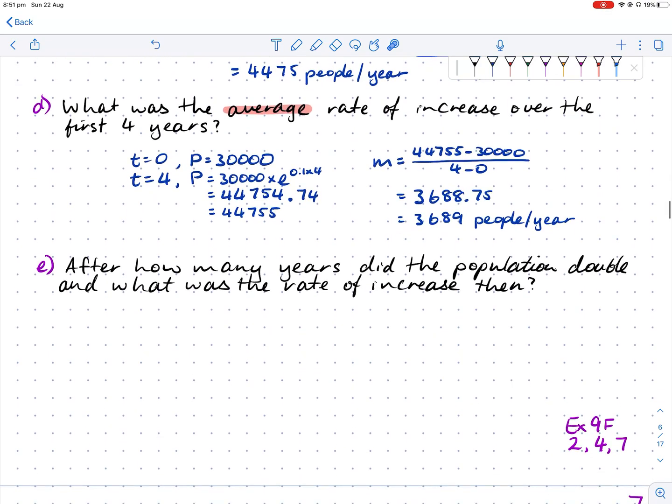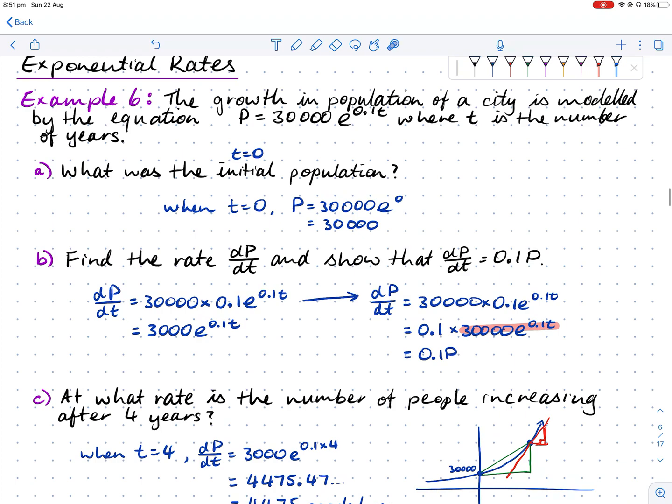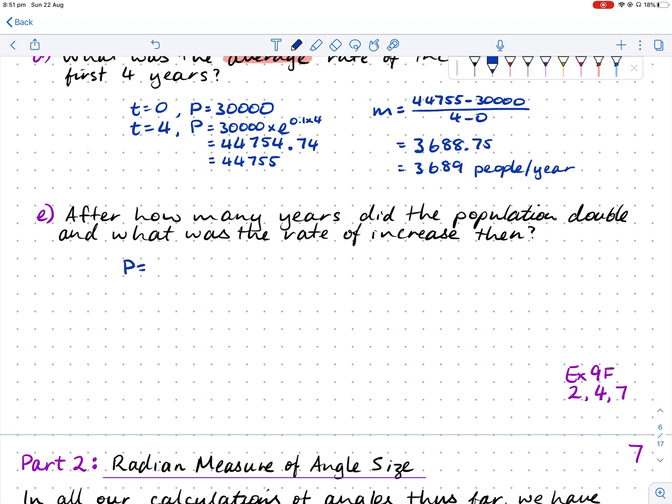Okay, last part. After how many years did the population double and what was the rate of increase then? So we know that we initially had 30,000 people. So if we want to double the population, we want P to now equal 60,000. Let P equal 60,000. Then your equation is 60,000 equals 30,000 e to the 0.1t. What we can do is divide the 30,000 over. So that'll be 2 equals e to the 0.1t.